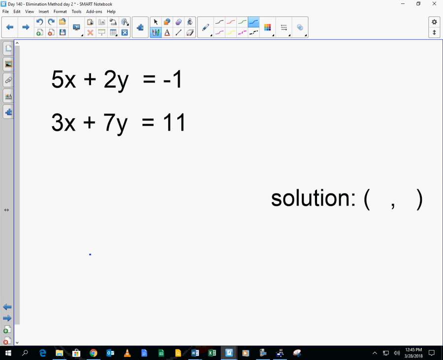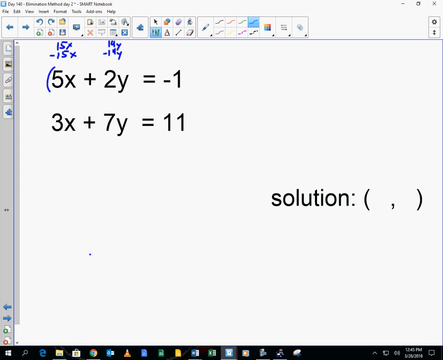Okay, so Jonathan sees something. He sees that both the 3 and the 5 will multiply to a number. What is that number? 15. So Jonathan is going to try to create a 15x and a negative 15x. Now, he could do the same thing for the y's. What number do both the 2 and the 7 multiply to? So he could try to create a 14y and a negative 14y. You can do either or, but since Jonathan came up with the thought, we're going to let him go with that. Okay, so he's going to try to get rid of the x's.